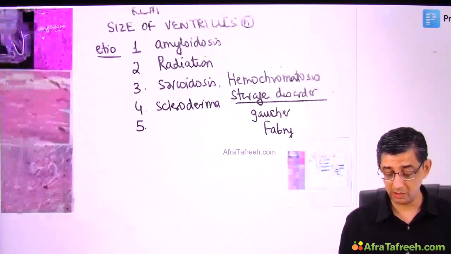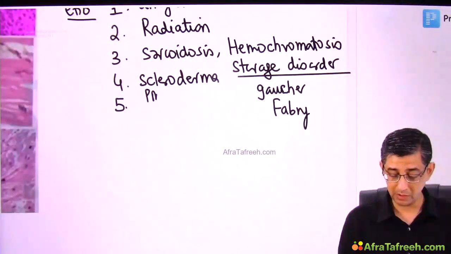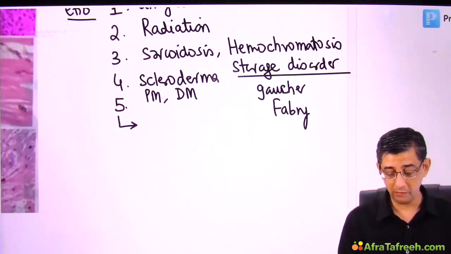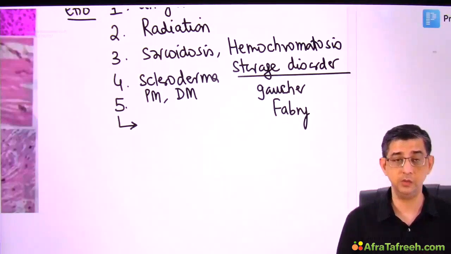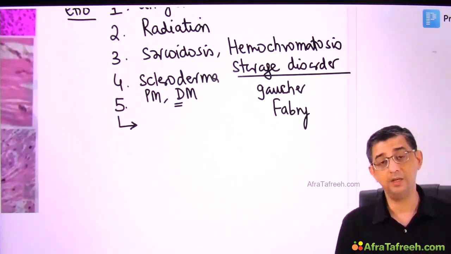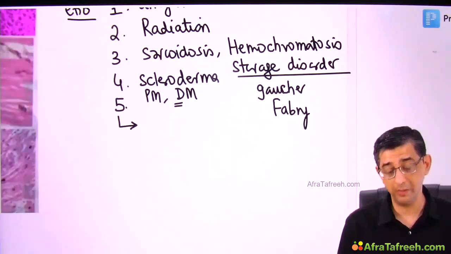Other conditions that I can just add to this are polymyositis and dermatomyositis. Though primarily in polymyositis and dermatomyositis, there would be concomitant skin manifestations, especially for dermatomyositis like the Gottron papules, etc., that are more commonly asked.